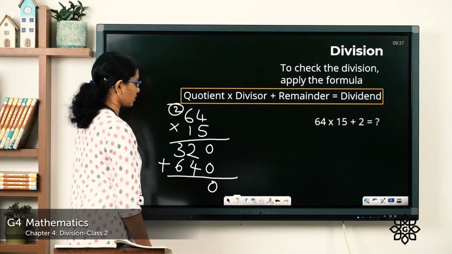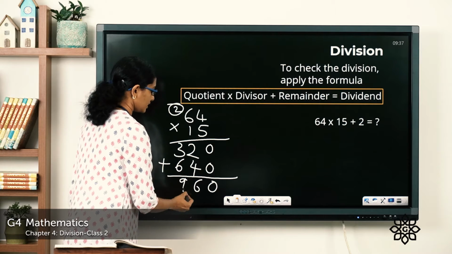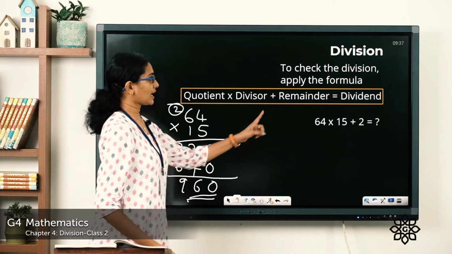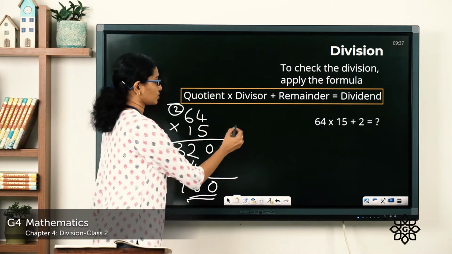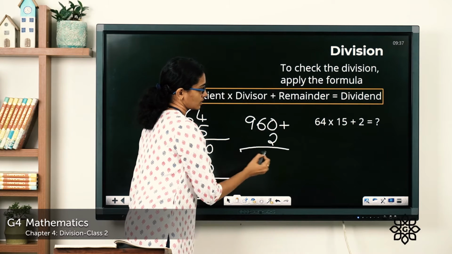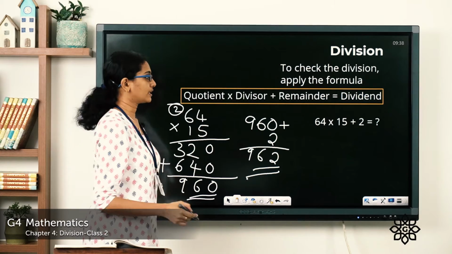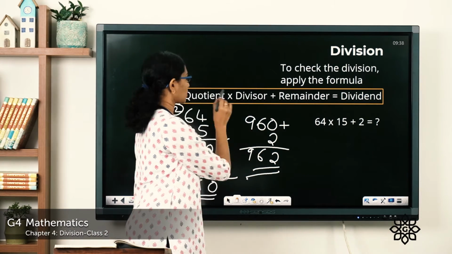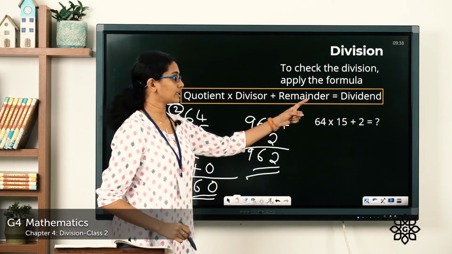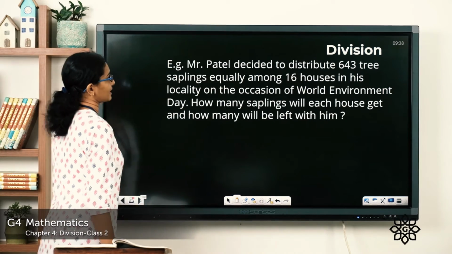0 plus 0 is 0. 2 plus 4 is 6. 3 plus 6 is 9. So, there we have the product. Now, we have to add the remainder to this. So, 960 plus 2. It's 962, which was our dividend. So, the quotient into divisor plus the remainder gives you the dividend. So, we know that we did the division correctly.